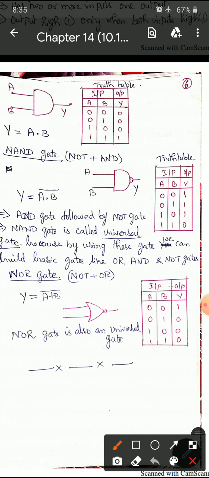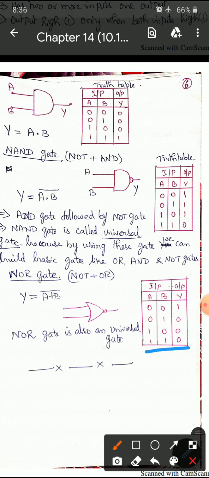The formula will be Y is equal to (A plus B) the whole bar. A plus B is the OR gate formula, and the whole bar is for the NOT value. So, inputs A and B, and the output will be Y. If both the inputs are low, that is 0 0, the output will be high. And if any one of the inputs, whether A or B, is high, the output will be low, that is 0. If both the inputs are high, the output will be low.